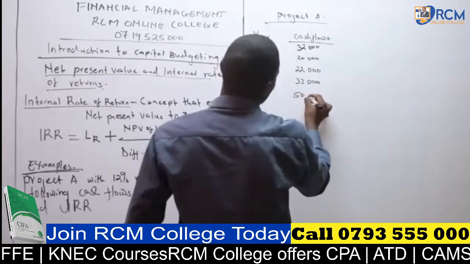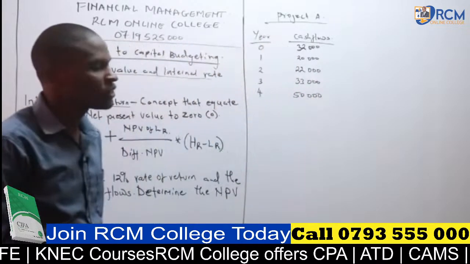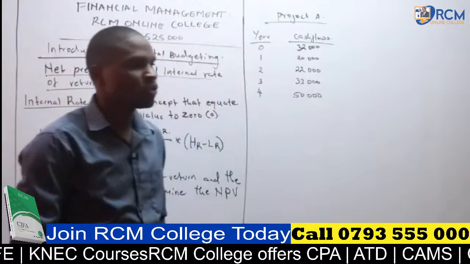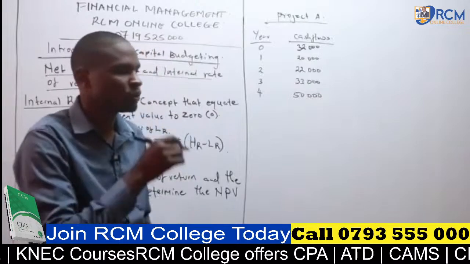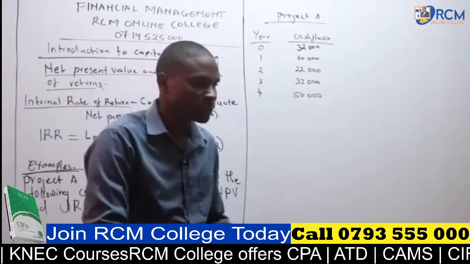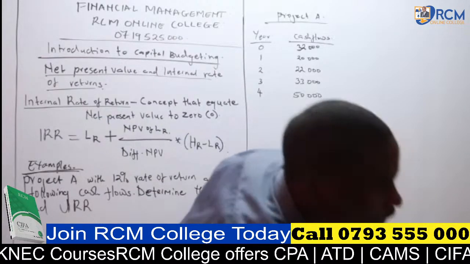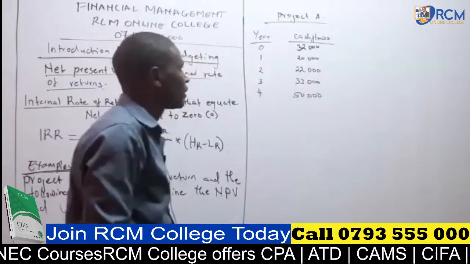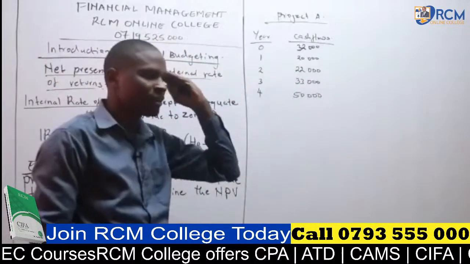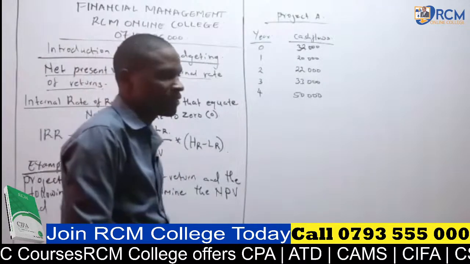And 50,000. Good. Somebody to tell me which type of cash flow do we have there? You look at my chart here. Which type of cash flow do we have here? 555 is telling us that we are having irregular cash flow. Thank you so much.